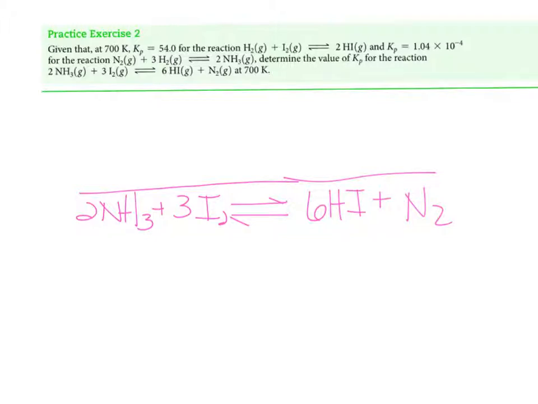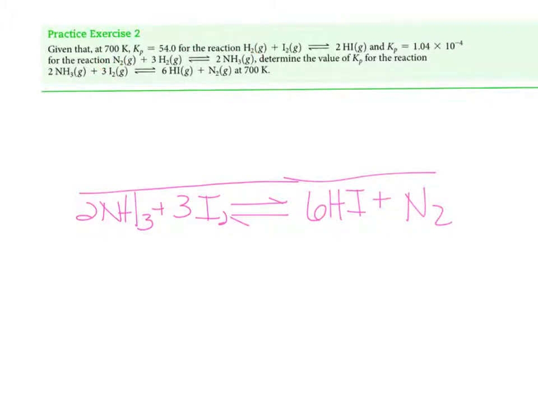So one more practice problem. We want to find the K for this reaction, and we're given 2 reactions. We're given this one, and we're given this one. We need to find the K for this one. So let's see. We have NH3 here as a reactant. Here it is a product. So we're going to have to flip this reaction. So let's write this flipped.